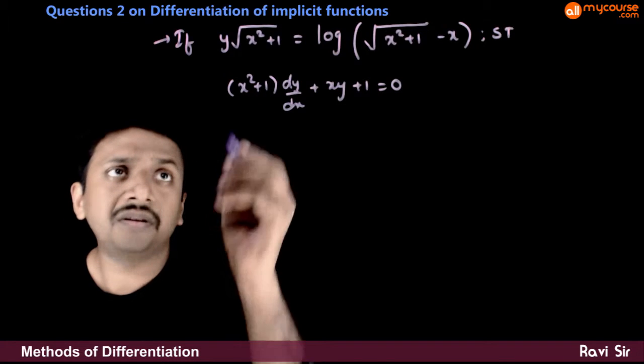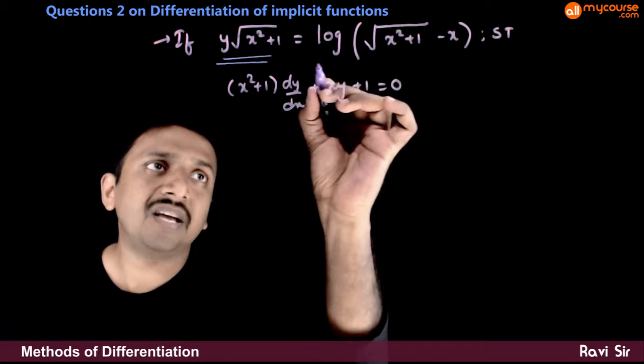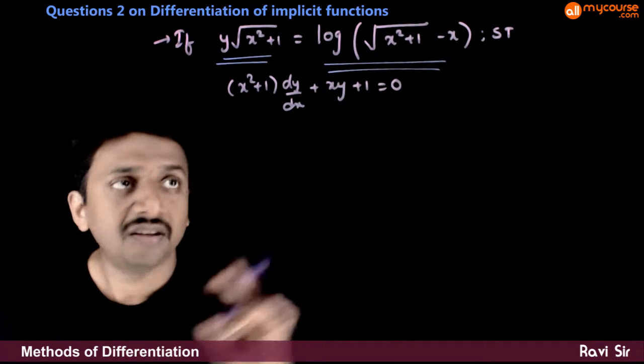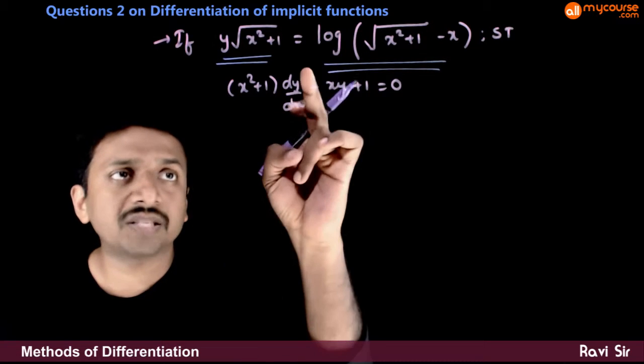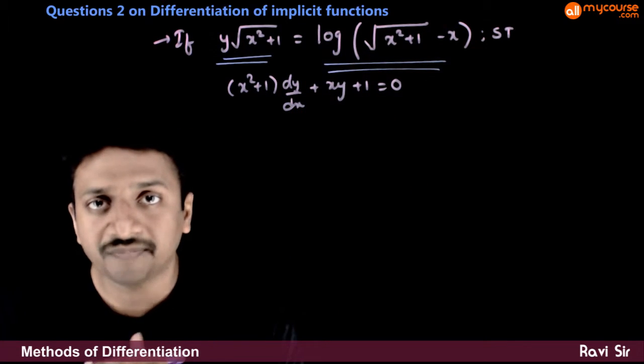In this question, given that y times root of x square minus 1 is equal to log of root x square plus 1 minus x, you are asked to show that (x square plus 1) dy by dx plus xy plus 1 is equal to 0.